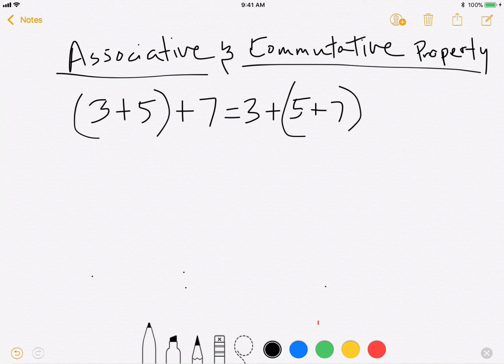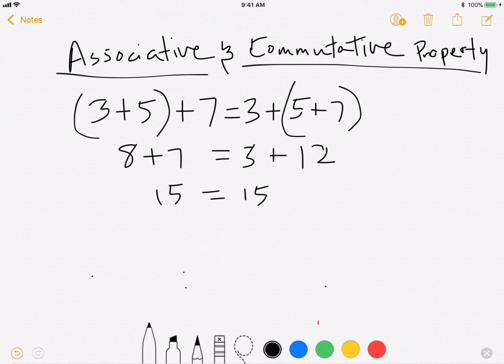Who thinks that that is going to be equal to itself? Go ahead and turn and talk to your partner. Who thinks that'll be equal? All right, some of you are saying that it will be equal, and some of you are saying that it won't. So let's solve it. 3 plus 5 equals 8, plus 7 equals 3 plus 5 plus 7 equals 12. All right, now it's seeming like it's not going to be equal to itself. Oh, wait. Maybe it will be. That's 15, and that's 15.